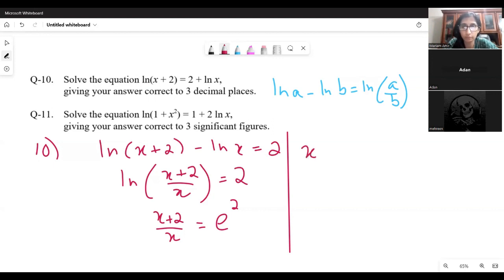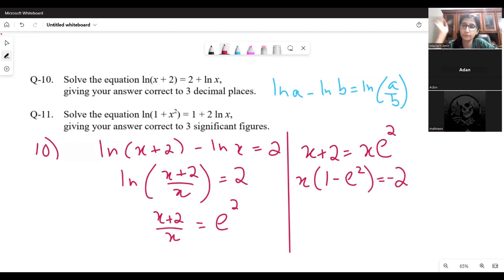So we have x + 2 is equal to x times e square. Now I'm going to bring both x to the same side, and simultaneously take x common. x is common, 1 minus e square. I've skipped a step here, I hope you can make sense of it. And then 2 goes to the other side, and then we can make x the subject. So minus 2 over 1 minus e square, which is what?